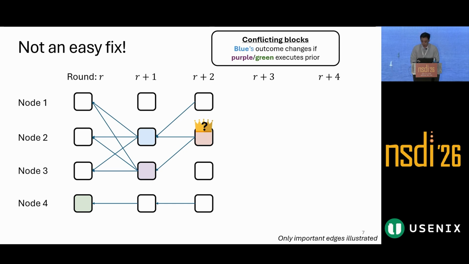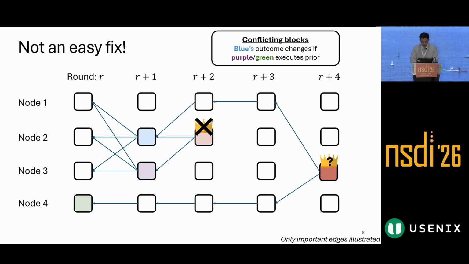Let us focus on the blue block produced by node 2 in round r+1. Suppose there also exist these conflicting purple and green blocks. They conflict by including transactions that will affect those in the blue block if they execute before it. To know if they actually affect the transactions in our blue block, we must look forward to the next potentially committed leader and analyze its causal history.